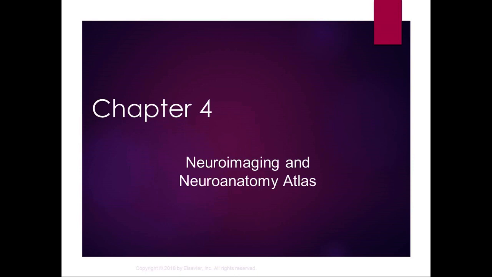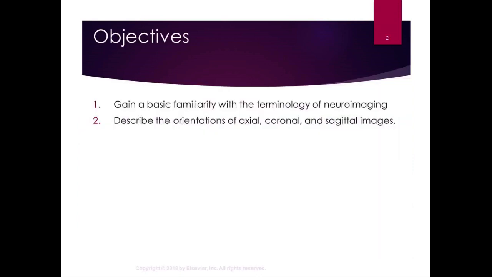We're basically just going to go over, vaguely, the different types of imaging that are used in neuroanalysis. So there are some really cool pictures in the Neuroanatomy Atlas in the book, if you want to take a look at those pictures of different types of imaging. So really, I have some objectives for this lecture, but they're not necessarily going to be on the exam. But I just want you to gain a basic familiarity with the terminology of neuroimaging and maybe talk about a few of the pitfalls of neuroimaging, but describe the orientations of axial, coronal, and sagittal images.